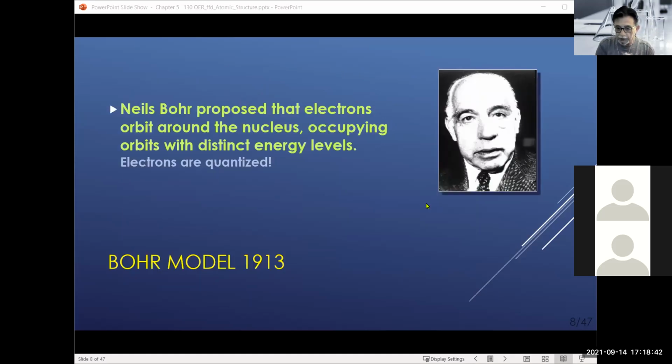All right, so here comes 1913, same time period, okay, along with J.J. and Max Planck and Einstein and so forth. And here comes Niels Bohr. He proposed that electrons orbit around the nucleus. I think that idea was around, he just didn't know how exactly. But he went further and said that these electrons of the elements exist in very distinct energy levels.